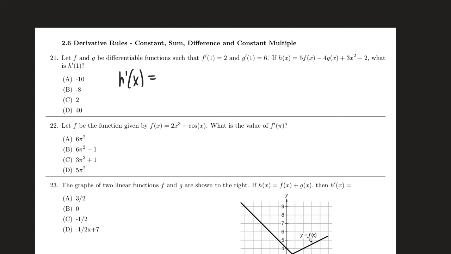we can keep the 5 separate and then take the derivative of the f part. We can keep the minus 4 separate and take the derivative of the g part. Do the power rule, and the derivative of a constant is 0. So this is going to be h prime of x. We're just breaking up the full problem into little problems, and then we want to plug in 1. So we plug in 1.